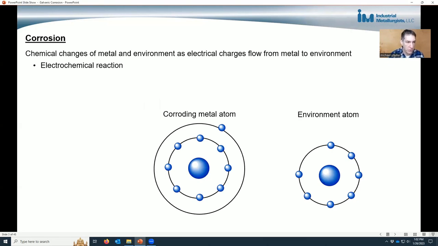So corrosion involves chemical changes of a metal and its environment as electrical charges flow from the metal to the environment. And this is called an electrochemical reaction. During this reaction, the corroding metal atoms lose electrons, and the electrons go to the environment, and the metal atoms become a positively charged ion.